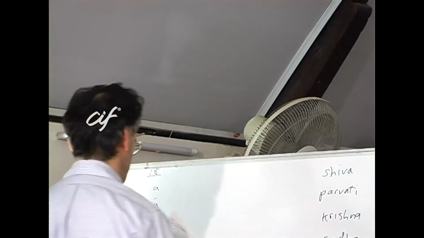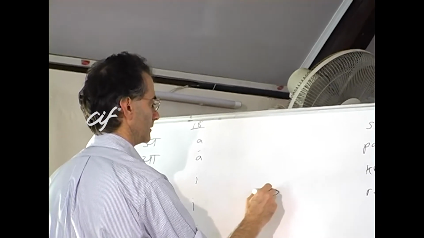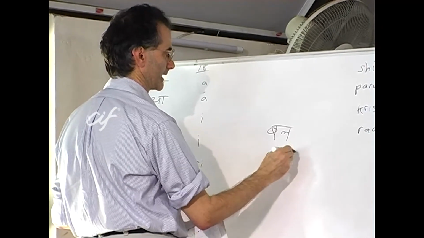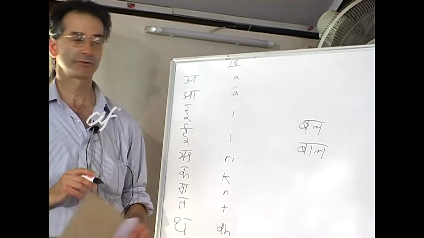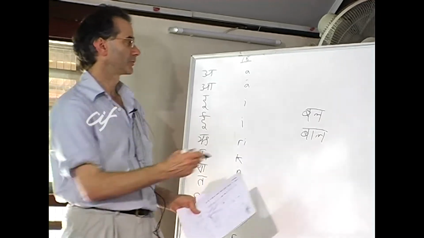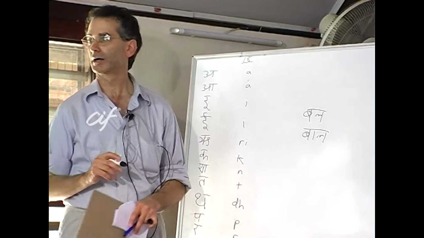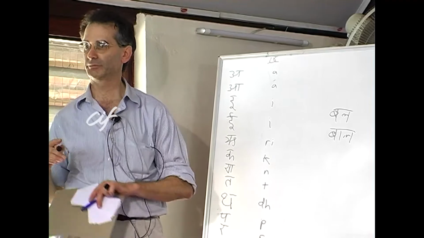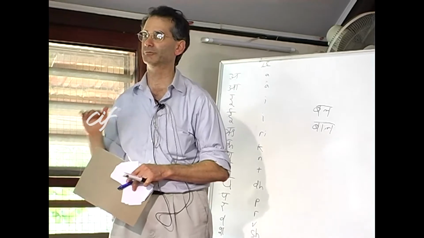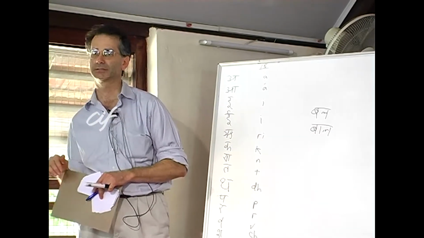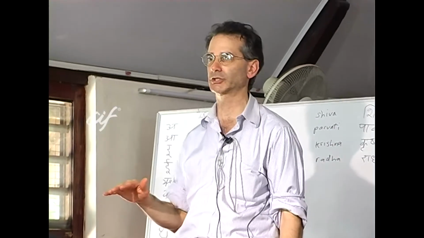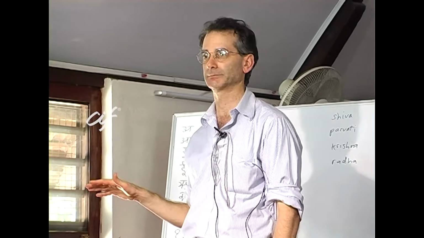But there are differences between bala and bala, right? This means strength, and this means boy. They're two different meanings. So short a and long a are two different phonemes in the language because they are basic sounds on the basis of which there is a distinction in meaning. So that's what a phoneme is. A phoneme is the basic unit of speech on the basis of which there is some distinction of meaning.